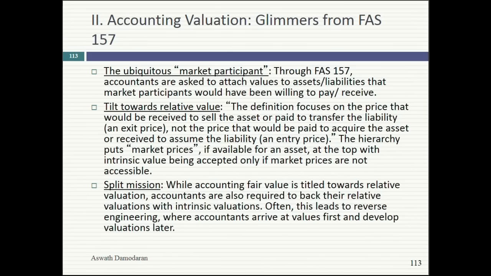So I won't read the entire FAS 157 to you, but if you break down FAS 157, here's what they want accountants to do in fair value accounting. They want you to attach a number to an asset based upon what a market participant will be willing to pay today in an arm's length transaction. Let me repeat that again. Fair value accounting requires you to put a number on an asset that a market participant will be willing to pay today in an arm's length transaction. Does that sound like a value statement or a pricing statement to you? This is a pricing statement.